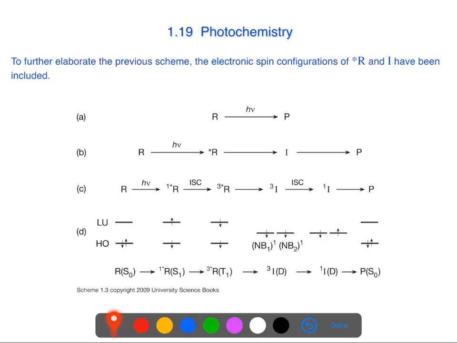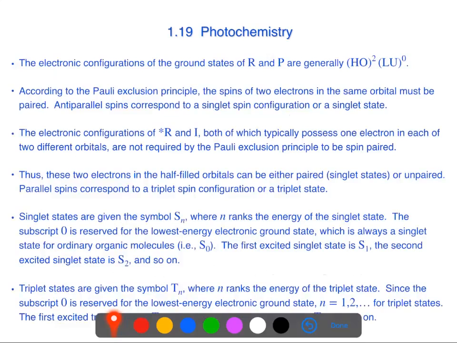And so let's summarize this slide in a bit more detail. So the electronic configurations of the ground states of R and P generally have the following form. There's 2 electrons in the highest occupied molecular orbital and no electrons in the lowest unoccupied molecular orbital. Now, according to the Pauli exclusion principle, the spins of 2 electrons in the same orbital must be paired. Anti-parallel spins correspond to a singlet spin configuration, or what's commonly known as the singlet state.